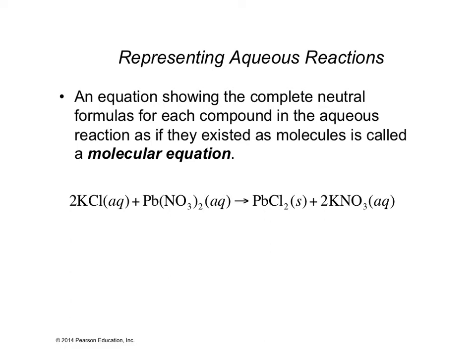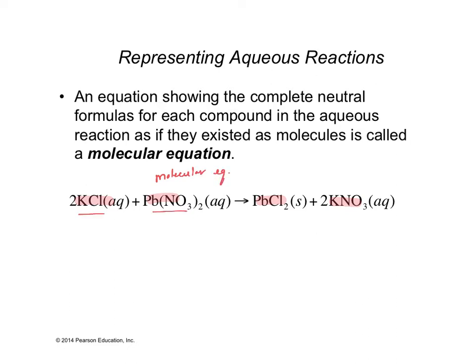So for that potassium chloride reaction, we had written KCl as if it existed as KCl together. We had written PbNO3 as if they existed together. And then when we went to our products, we wrote the solid together as well as the potassium nitrate. Okay, so this is what is called the molecular equation. We write these as if they exist as molecules, right?